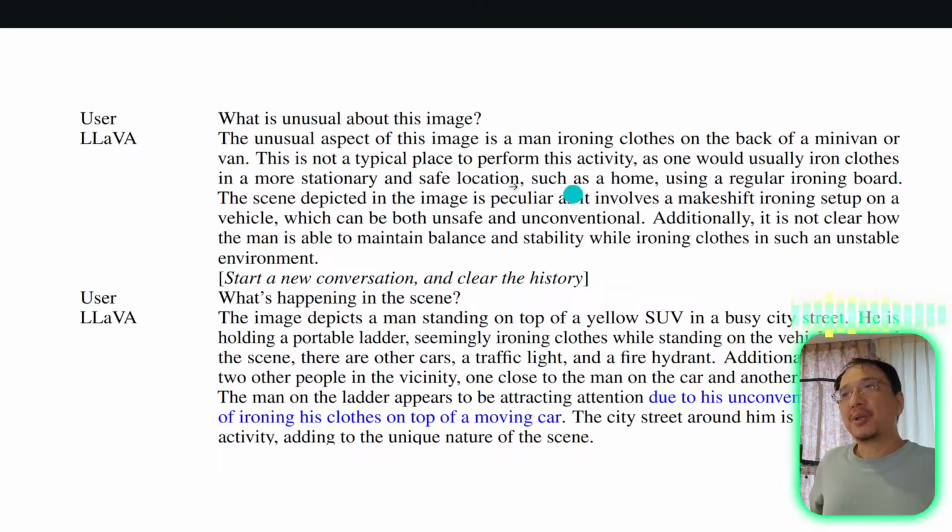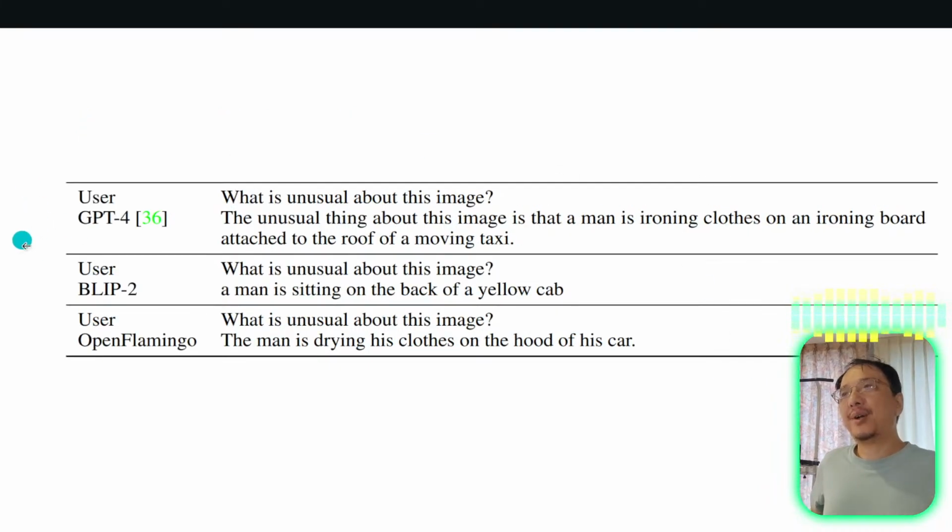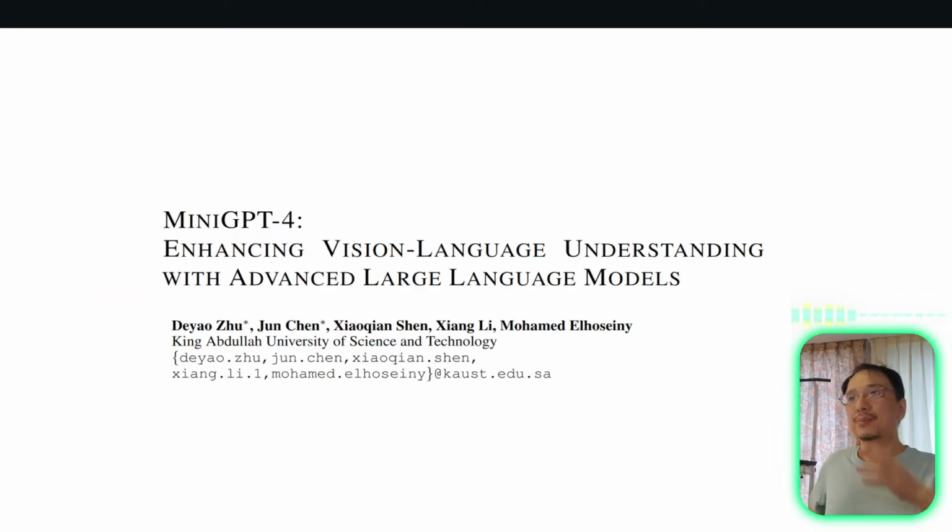So here's a result. What is unusual about this image? It has some very good responses, and this depends on what happened in the scene. It also has a pretty good response, compared to GPT-4, BLIP-2, and another model called Open Flamingo. This is also another model that can do these things, and image understanding generally. We didn't cover it right here.